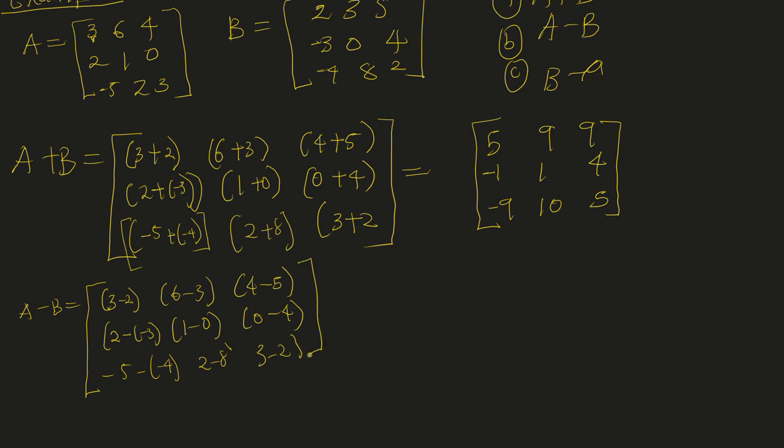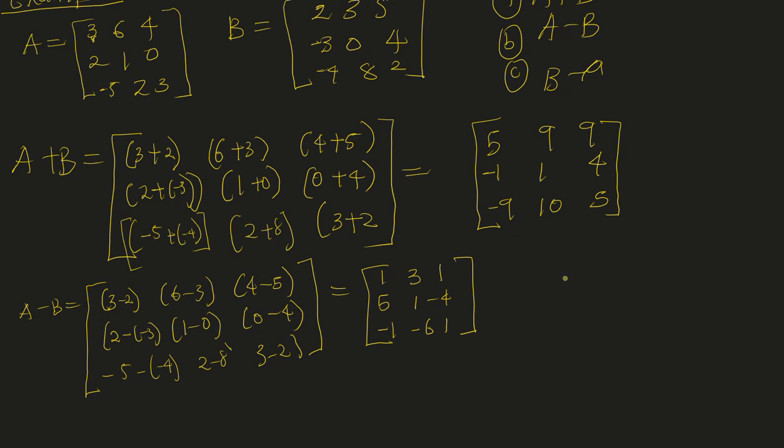So this is it. And what will our answer be? 1. 6 minus 3 is 3. 4 minus 5 is 1. 2 minus minus 3, that is what? 5. Can you see that now? And this is what? 1. Is negative 4. Minus 5 minus minus 4, that's negative 1. And this is going to be negative 6. And this is 1. You can see that now. So this is A minus B. And this is A plus B.